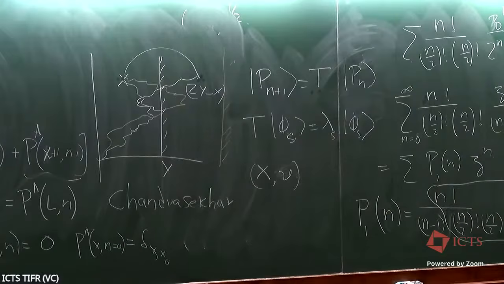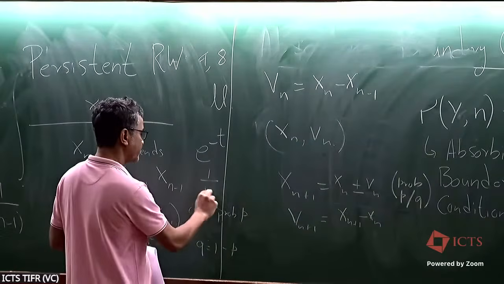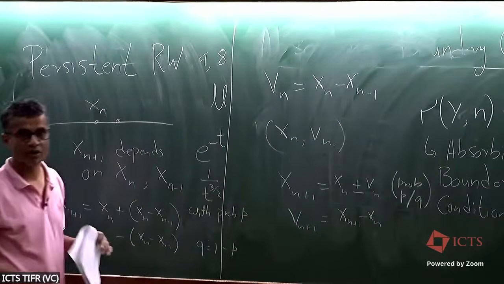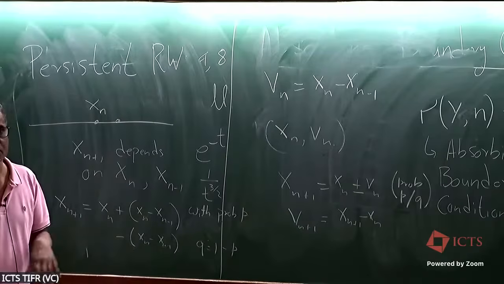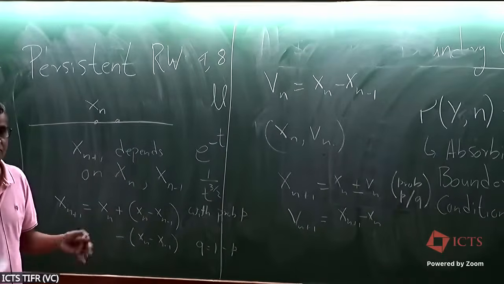But it's not a biased random walk. Even though it looks like there's a bias, there's no bias. If you look at the long-time asymptotics for the persistent random walker, it's not like the biased random walker, whose return time would go as exponential of minus t. This one will still be 1 by t to the power 3 by 2 at large times, because at long times it basically looks like a random walk.